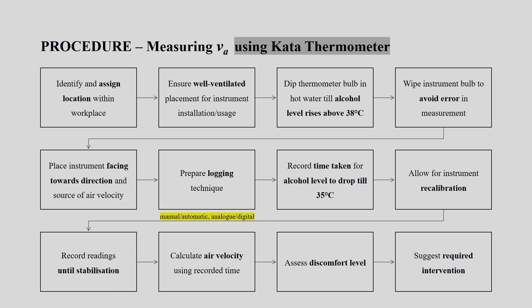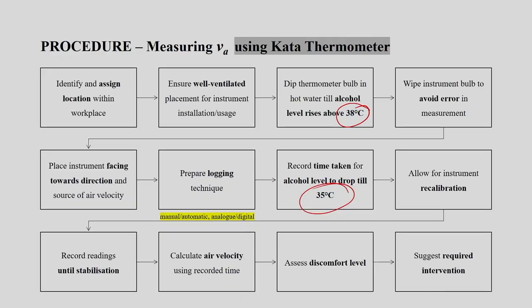You need to prepare the logging and record the time taken for the alcohol level to drop to 35 degrees Celsius. So you started with 38 degrees and stopped at 35 degrees. Allow the instrument to recalibrate and record the readings till it is stabilized. You have to repeat it two or three times, a minimum of three times is required. Then you calculate the air velocity using the recorded time, that is, how long it took from 38 to 35. Based on that, you can do the calculation. Then you do the discomfort level calculation, assess that, and give your suggestion. So here you finish your catathermometer reading and can measure the air velocity.